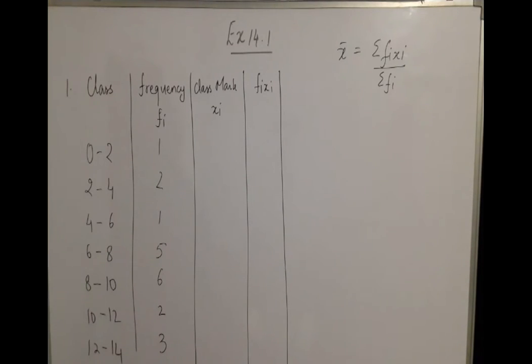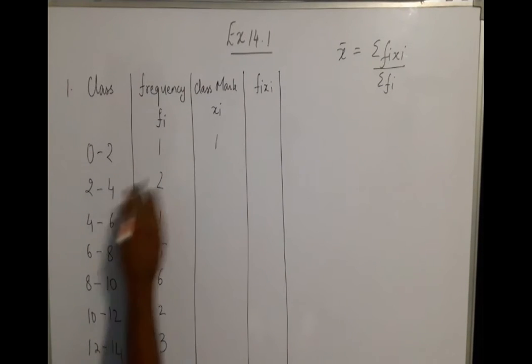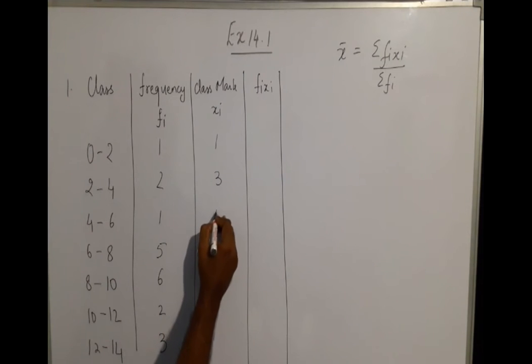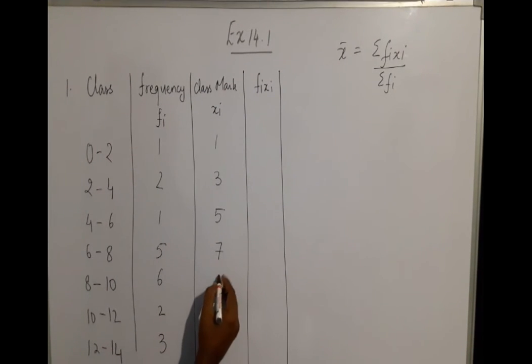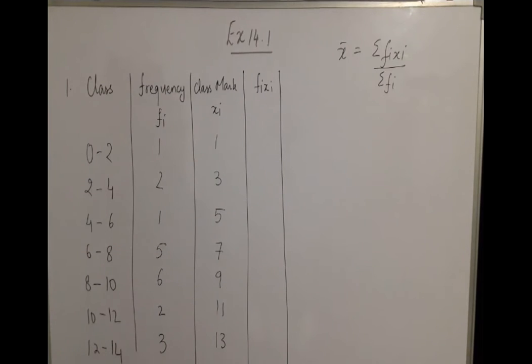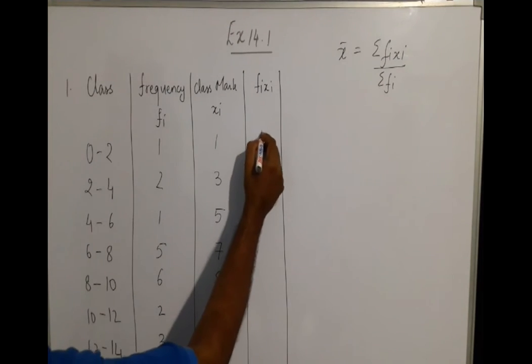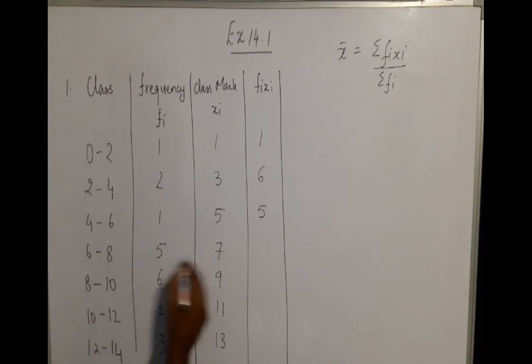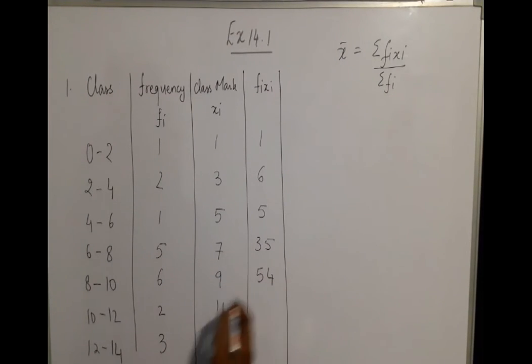0 plus 2 is 2, upon 2 is 1. 2 plus 4 is 6, 6 divided by 2 is 3. Similarly, we'll have 5 here, 7 here, 9 here, 11 and 13. Now these numbers are small and can be multiplied easily, so I will use the direct method. 1 one is 1, 2 threes are 6, 1 five is 5, 7 fives are 35, 6 nines are 54, 2 elevens are 22 and 3 thirteens are 39.